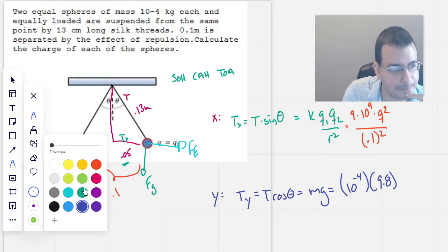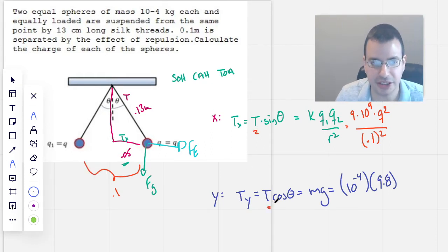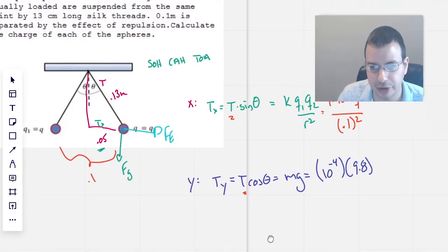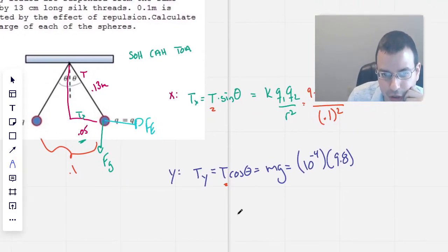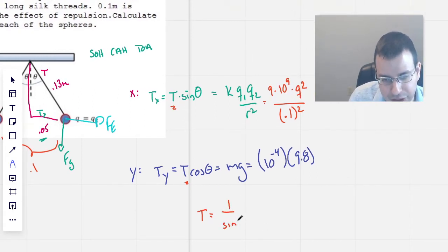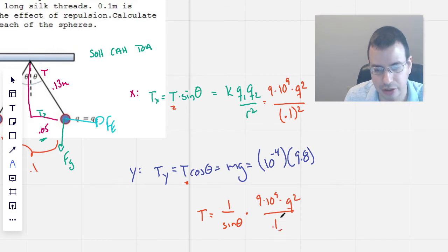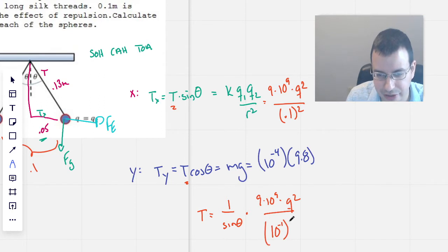Okay, so now we can solve for tension on both of these and set them equal to each other. So we're going to do that. So tension, which equals 1 over sine of theta times 9 times 10 to the 9th times q squared all over 0.1 squared. 0.1 I'm going to call 10 to the negative first, squared.